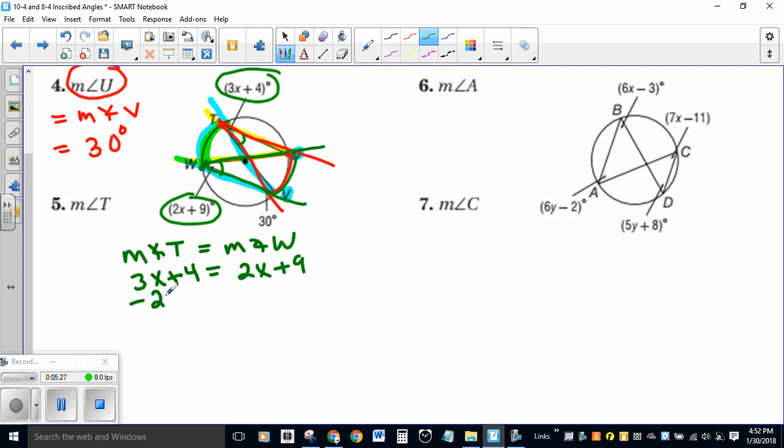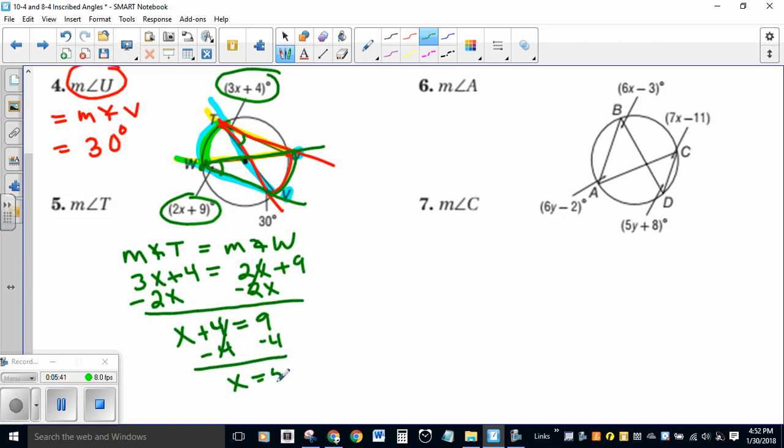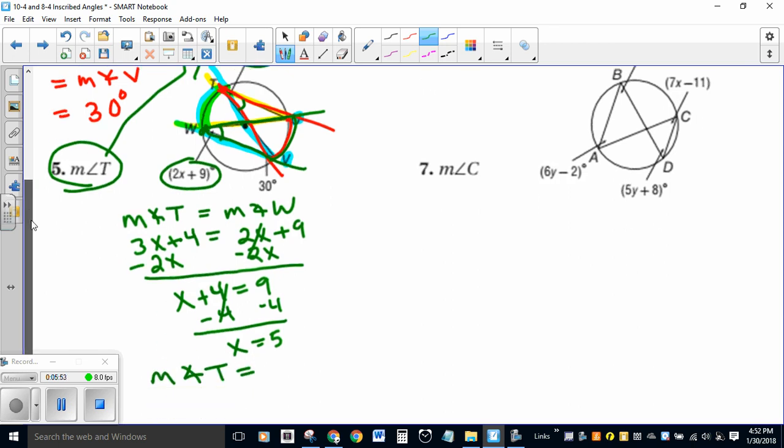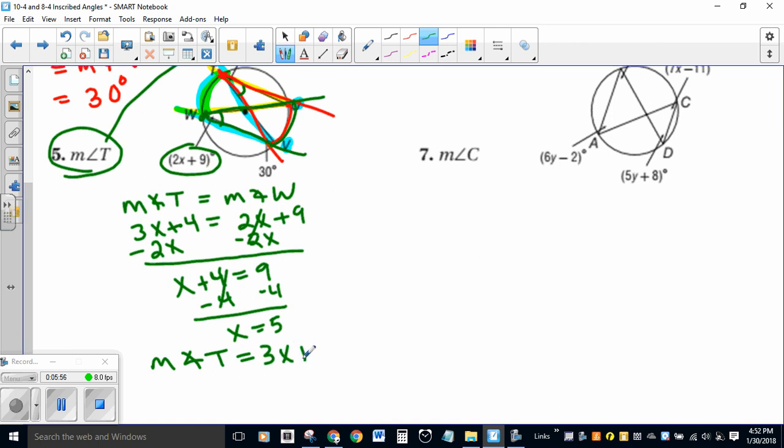Solve for x. That means I get all my x's together on one side of the equation. So I'm going to subtract 2x, leaving me x plus 4 is equal to 9. Then I'm going to move over to the other side. So I'm going to subtract 4. So I'm going to get x equals 5. Now, since it wants the measure of angle T, I'm going to have to go back and plug it into the 3x plus 4. So the measure of angle T is equal to 3x plus 4. So that means I have 3 times 5 plus 4. So I have 15 plus 4, which is equal to 19 degrees. And that's your final answer.